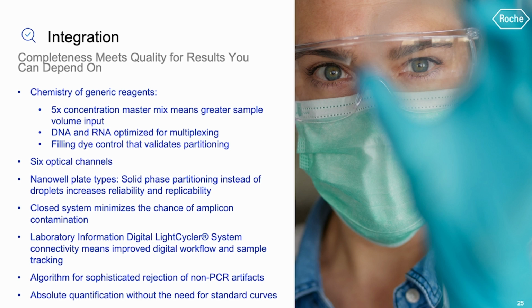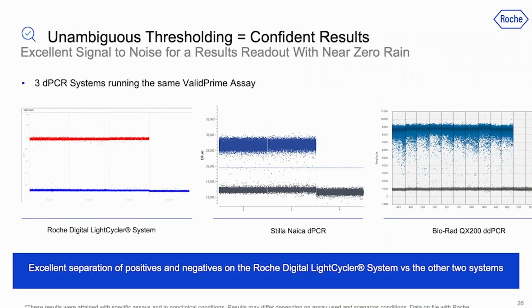So really what we're trying to do is enable laboratories to explore their research, knowing that they will generate high quality results at the highest level of confidence. We're building in all of these extra amenities to allow for very trustworthy results to come out of this system. But at the end of the day, what really matters is your data and your results. So I just wanted to highlight that integration on the digital LightCycler system compared to 2 other platforms that are on the market as well.